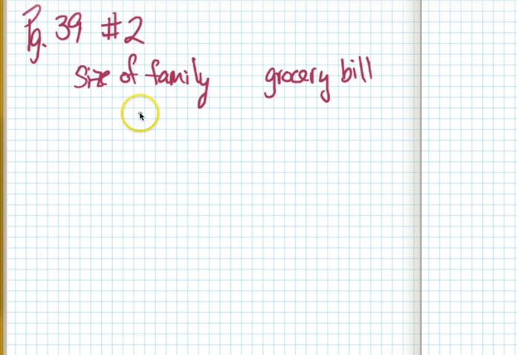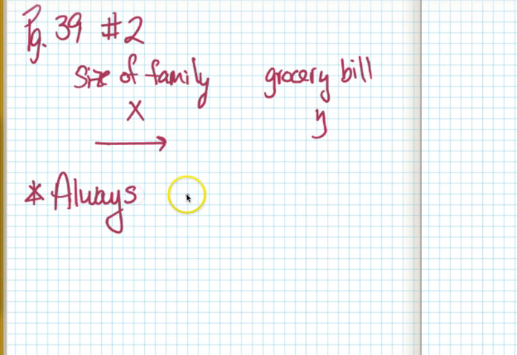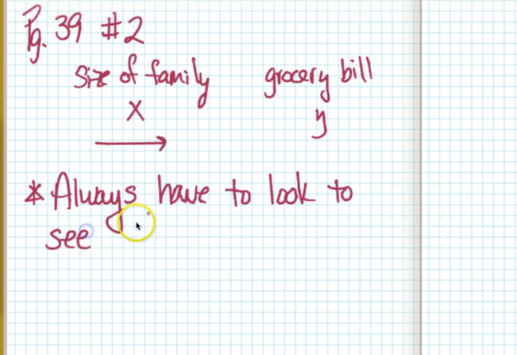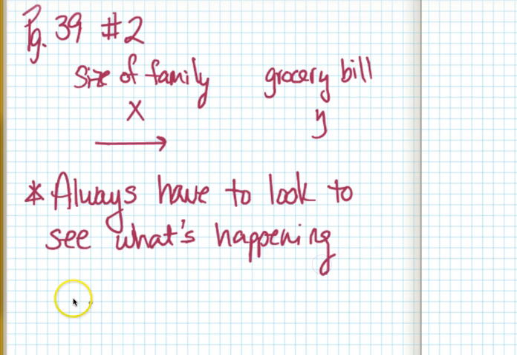First thing you need to recognize is that whatever is listed first always represents X, and whatever is listed second always represents Y. And in order to figure out what kind of relationship exists, we always need to be looking to see what happens as X increases. So in order to analyze, we always have to look to see what's happening with the data as X increases.